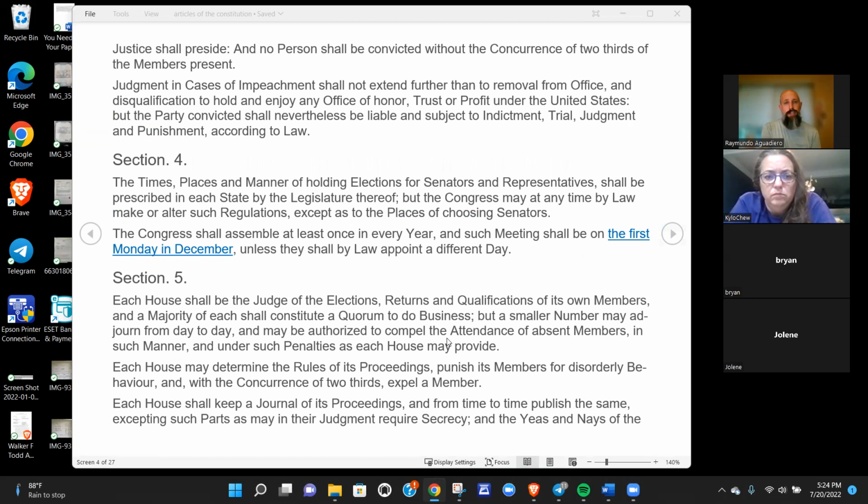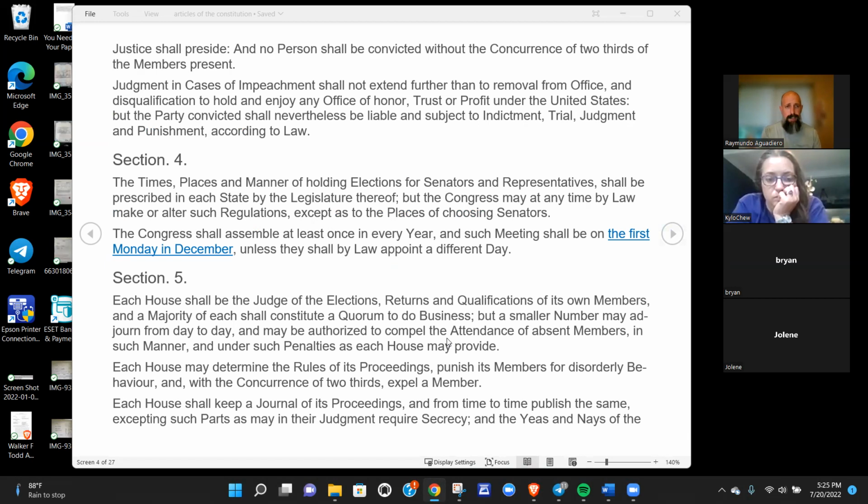Judgment in cases of impeachment shall not extend further than to removal from office, and disqualification to hold future offices. So once they're impeached, they're out, and they can't hold an office again, an office of honor, trust, or profit in the United States. But the party convicted shall nevertheless be liable and subject to indictment, trial, judgment, and punishment according to law. So there would be a separate trial for any possible criminal cases.